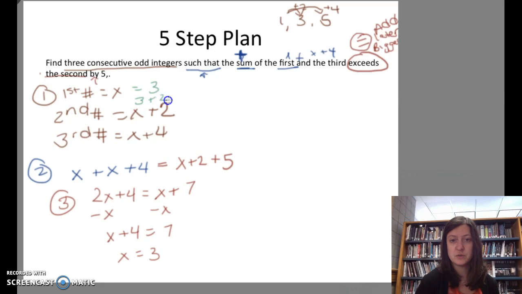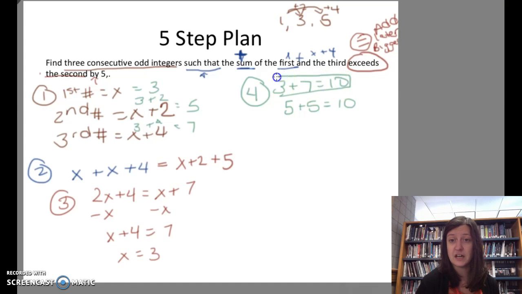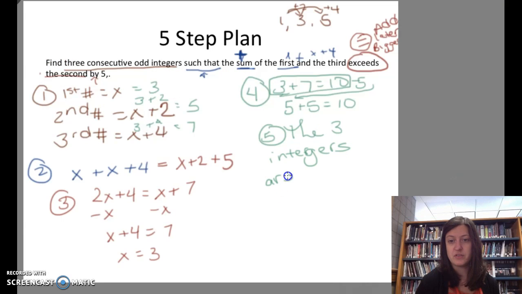3 plus 2 is 5. 3 plus 4 is 7. So let's test it. Sum of the first and the third is 10. The second is 5, plus 5 is 10. So the sum of these two is 5 bigger than the second; I could have subtracted 5 from that also to see that. It works. Step 5 is the sentence. Find the 3 consecutive integers. The 3 integers are 3, 5, and 7.